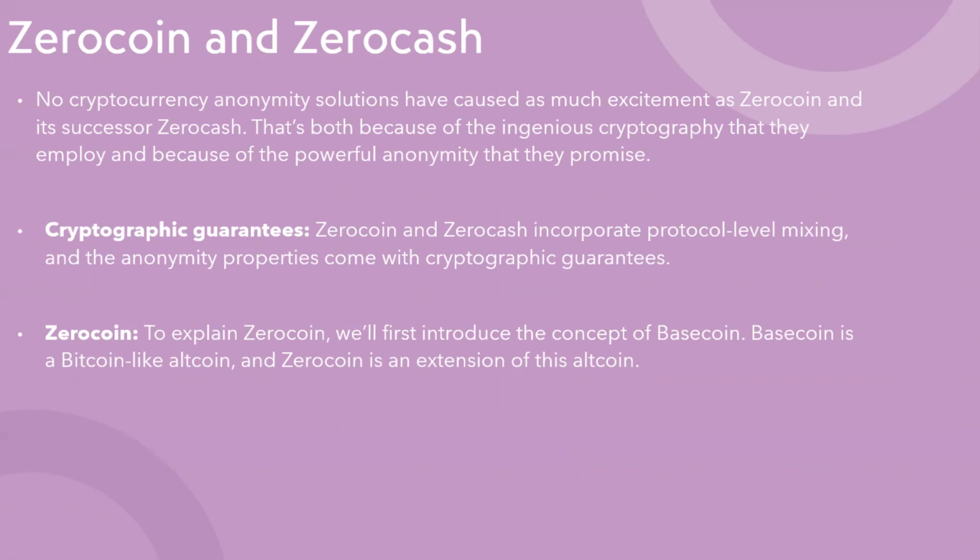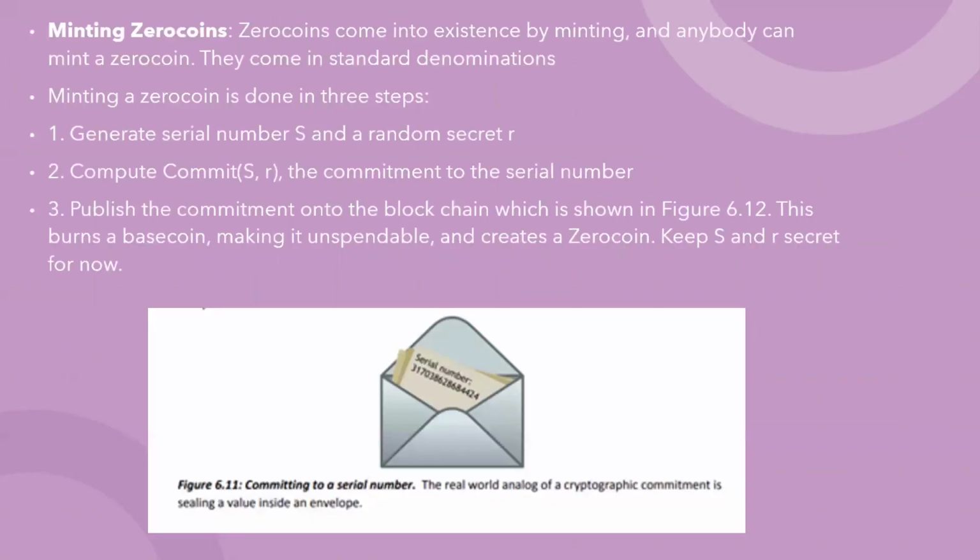In the next slide, I will be talking about minting zerocoins. Zerocoins come into existence by minting, and anybody can mint a zerocoin. They come in standard denominations. While anyone can mint a zerocoin, as stated before, just minting one doesn't automatically give it any value. You can't get free money. It acquires value only when you put it into the blockchain, and doing that will require giving up one base coin. To mint a zerocoin, you use a cryptographic commitment.